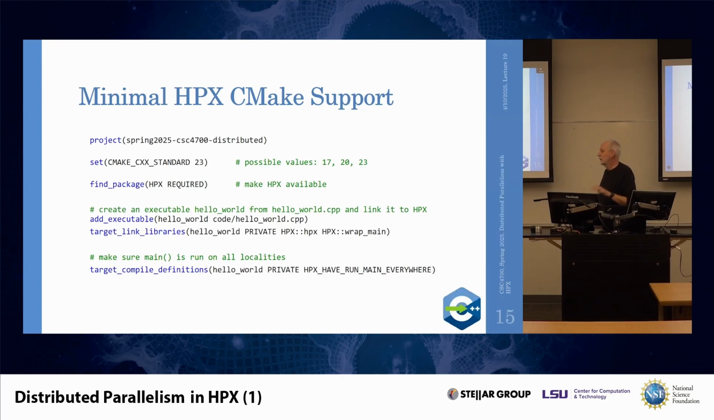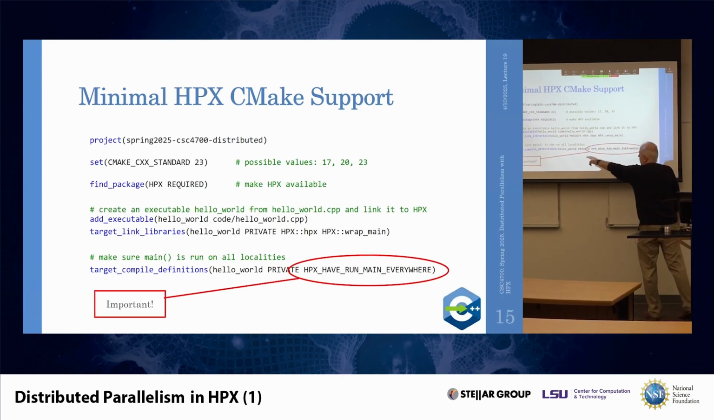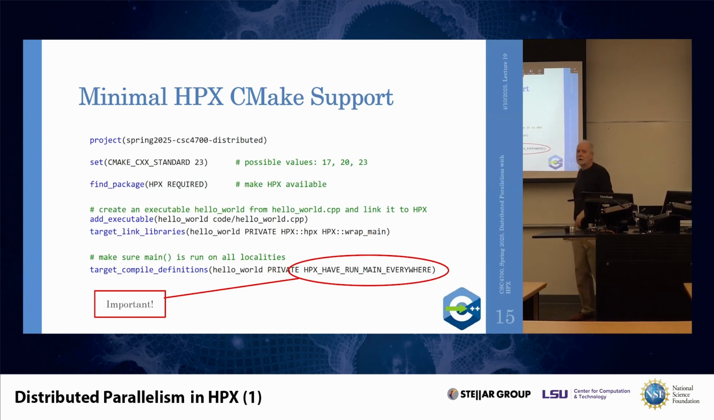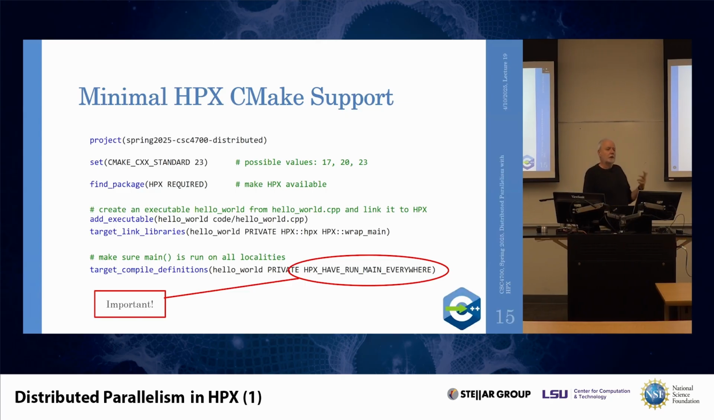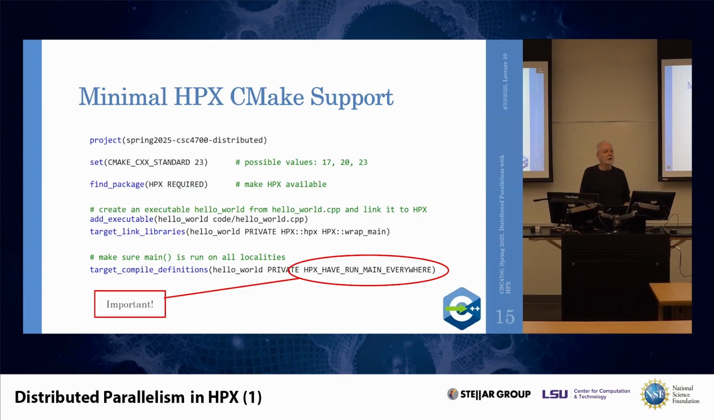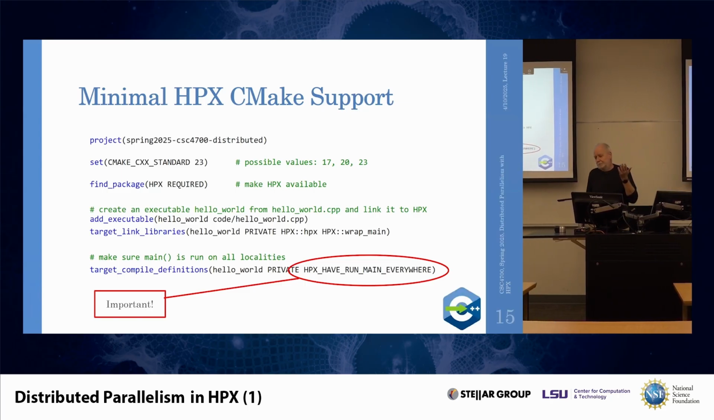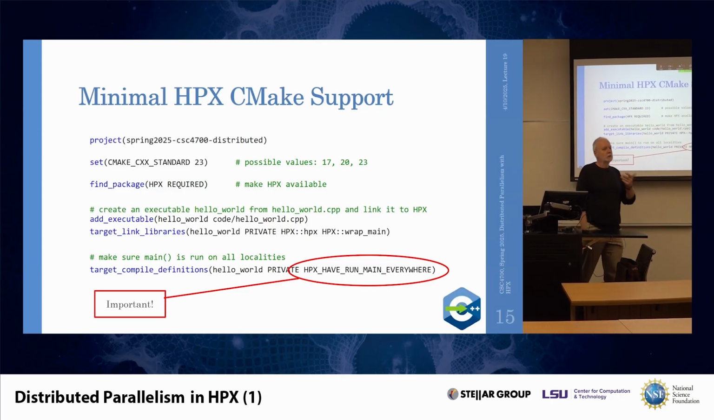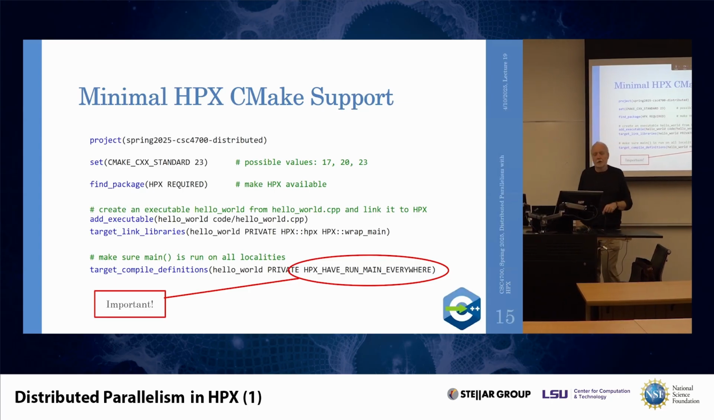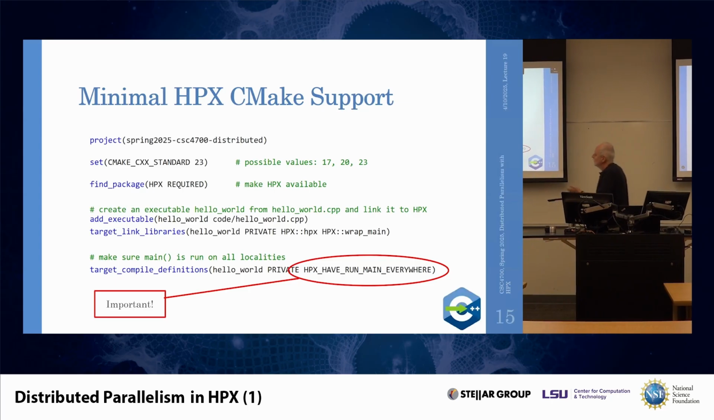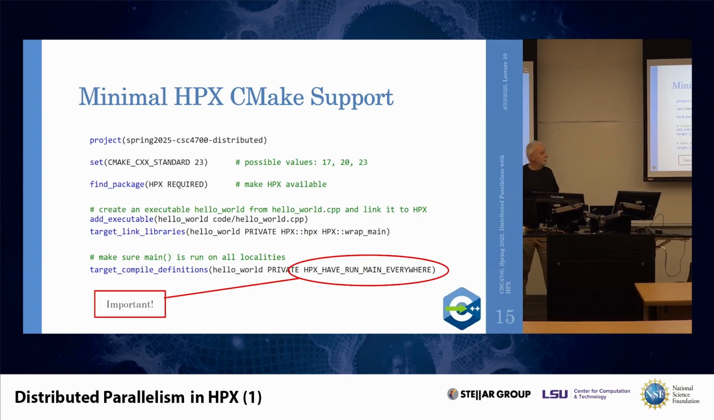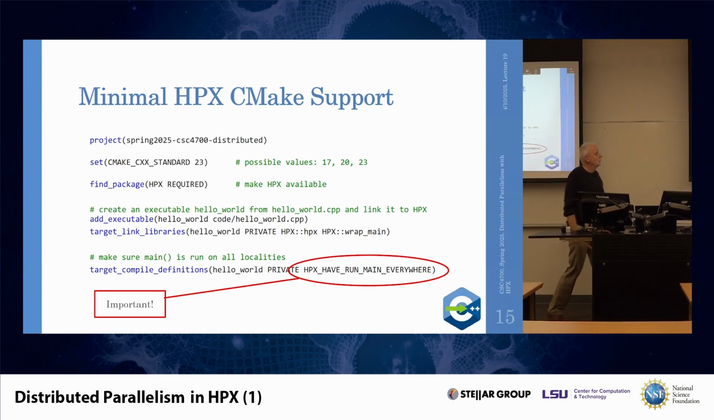In order to make sure that main actually runs on all the localities, not just locality 0, you have to add a preprocessor constant to the compilation, which is HPX_HAVE_RUN_MAIN_EVERYWHERE. That will make sure that your application, when you launch it, will actually execute main on all localities, which is exactly what we want, right? Because otherwise we will not have the illusion that everybody's doing the same thing. If one of the nodes calls main and the others don't, then this is kind of broken. So when you do these distributed style applications, always define that preprocessor constant in your build system, and then everything is fine, and main will be invoked on all of them.